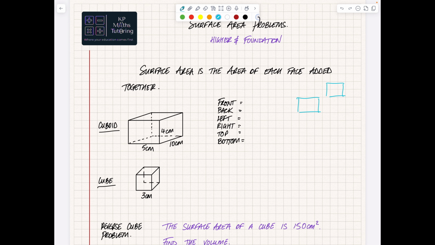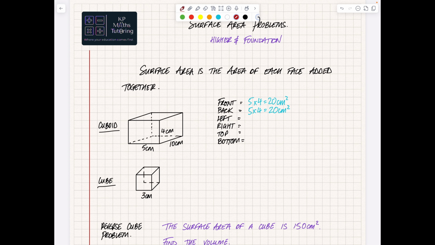So the dimensions of that are 5 across, so it's 5 that way, and then look at the height is 4, so you'll be doing 5 times 4, which will be 20 centimeters squared. The front and the back are both the same, so that'll be 5 times 4 as 20 centimeters squared as well. So that's my first two bits to get in, the front and the back.